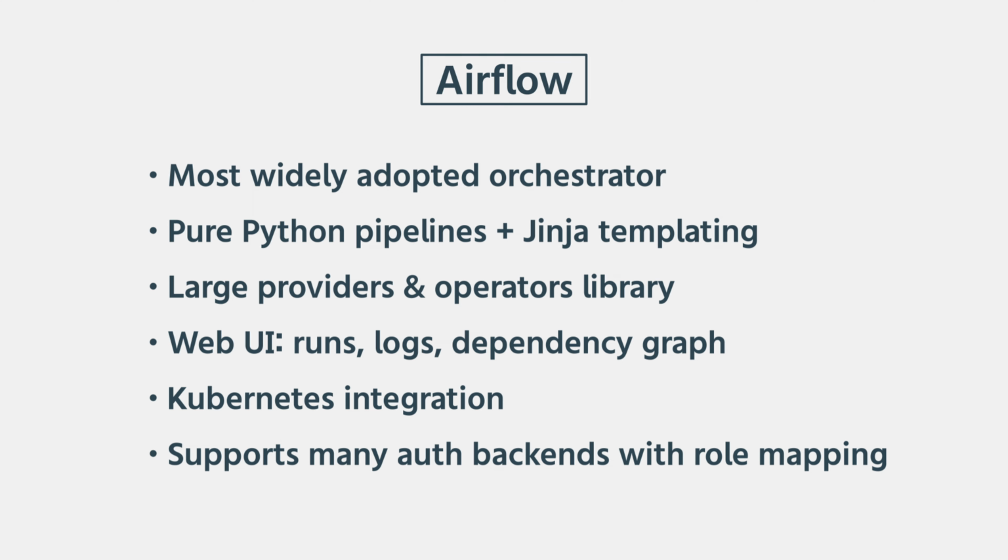Airflow is the most used open-source orchestrator. Pipelines are authored in plain Python. Dynamic generation is easy, and Jinja templating lets you render parameters dynamically at runtime. The provider ecosystem supplies many operators and hooks for databases, cloud services, and SaaS APIs, so you write less repetitive integration code. The web UI shows run status, task logs, and a graph view of task dependencies.